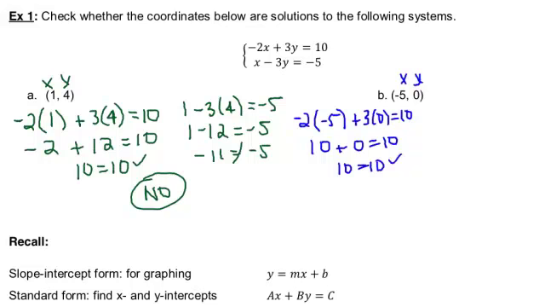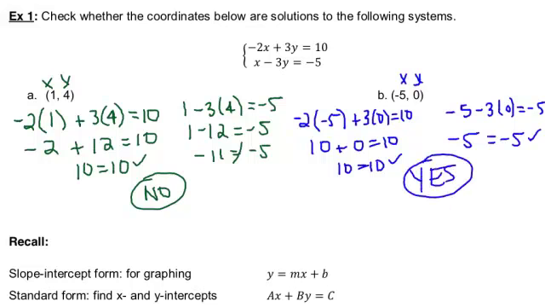We also have to check the second one. So x is negative 5, minus 3 times 0, equals negative 5. 3 times 0 we know is 0. So negative 5 equals negative 5, which we know is true. Since the coordinate works for both equations, it is a solution to the system. So again, the coordinate has to work for both equations in order for it to be a solution.